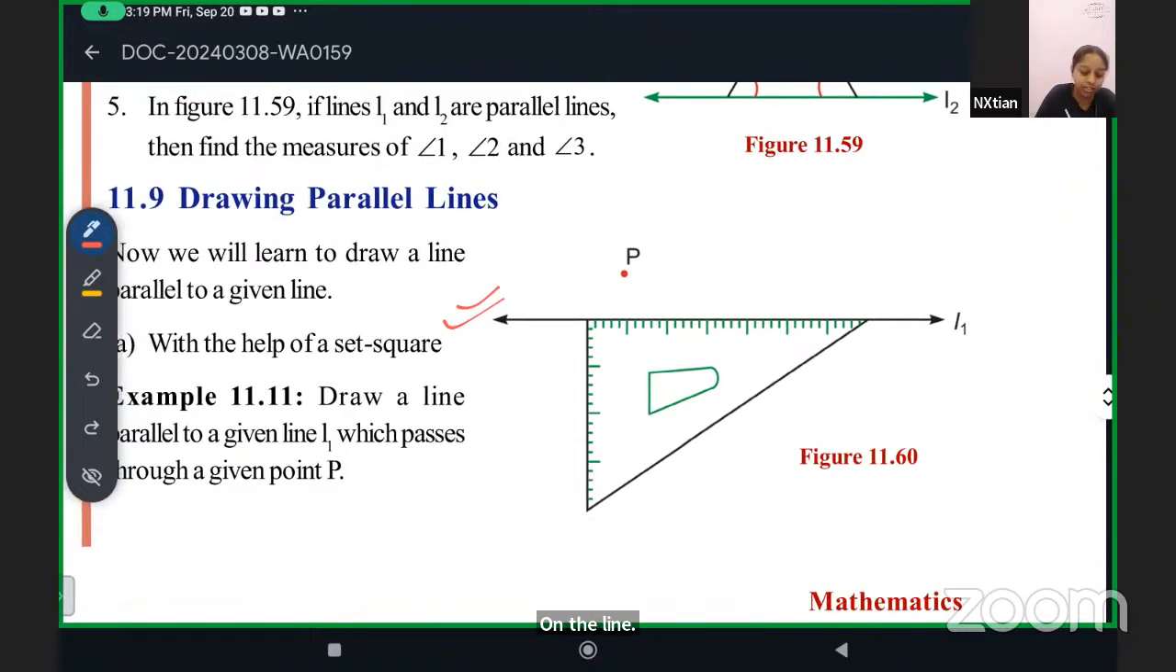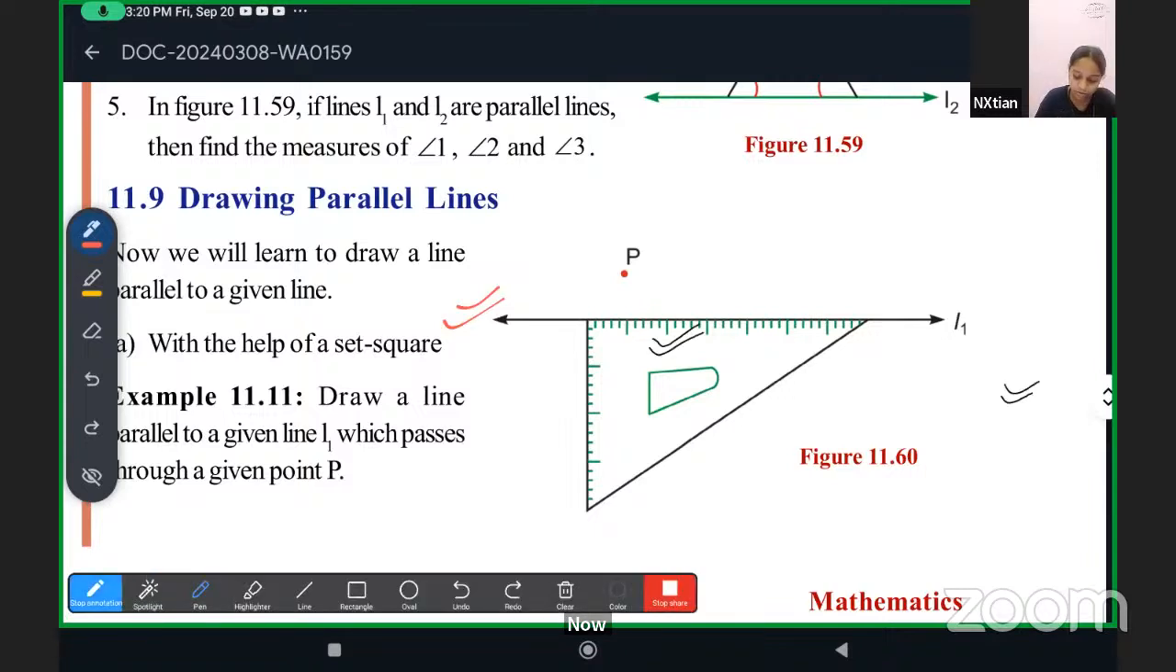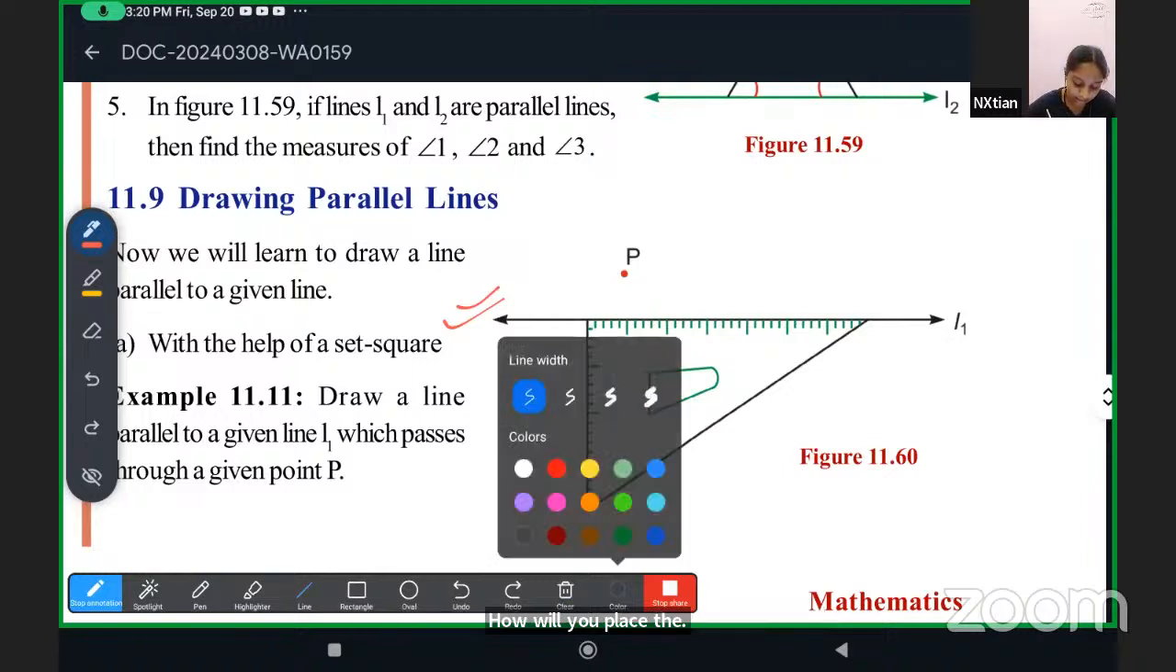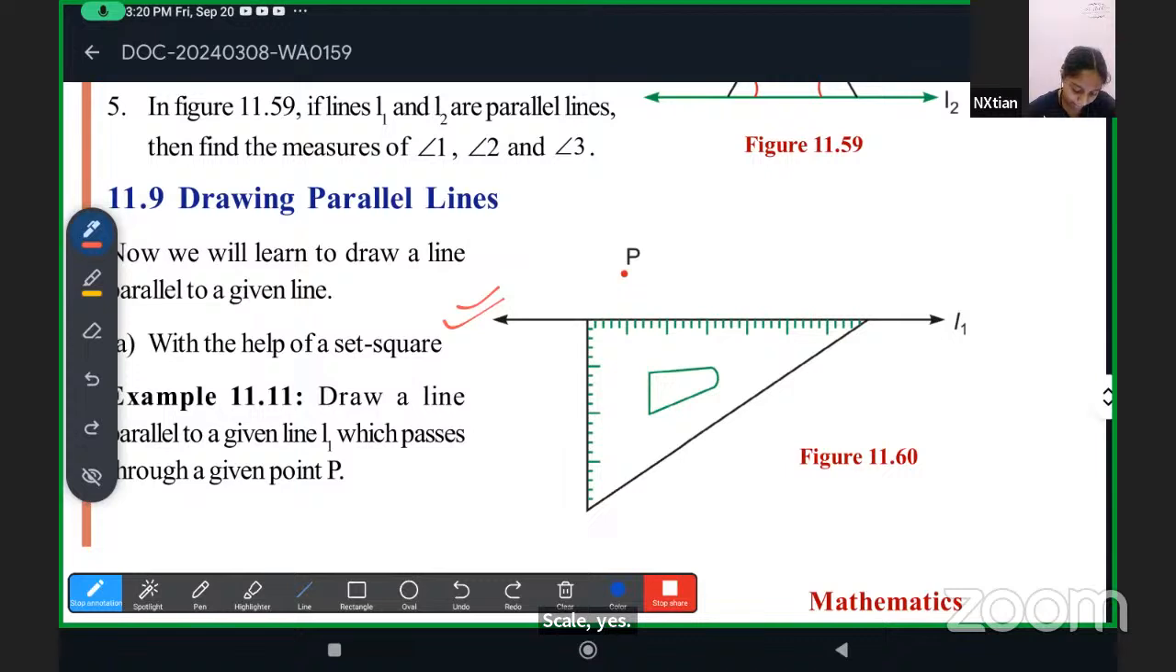How will you place the scale? I will show you. I'm making the scale in blue color. You will place it here, on this line like this, and here like this. You put your scale near the set square.